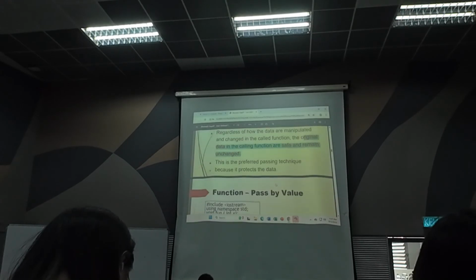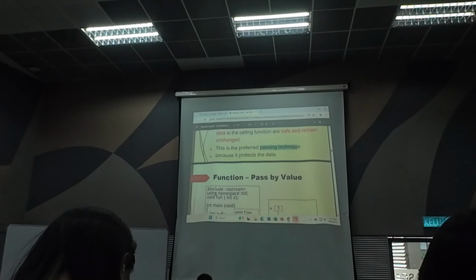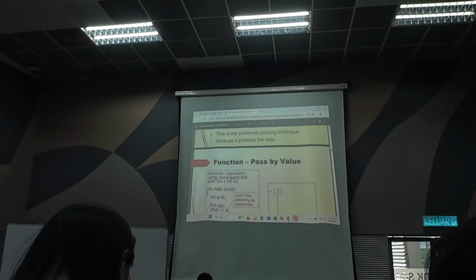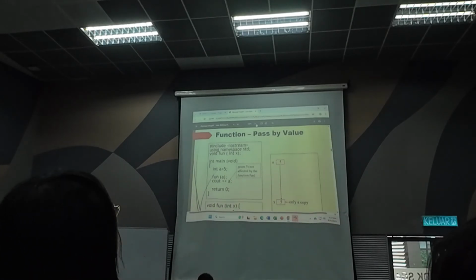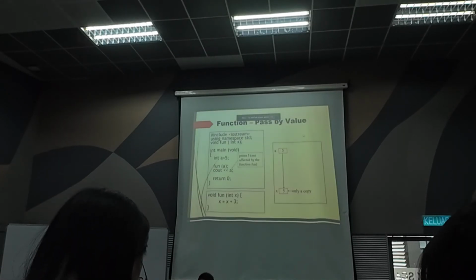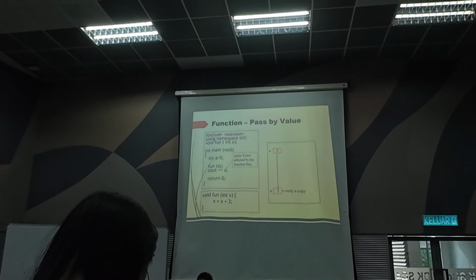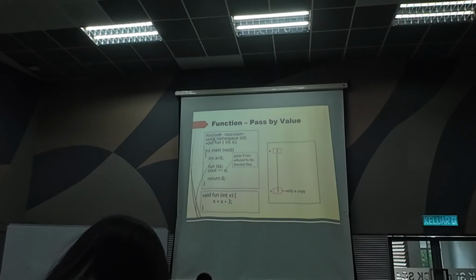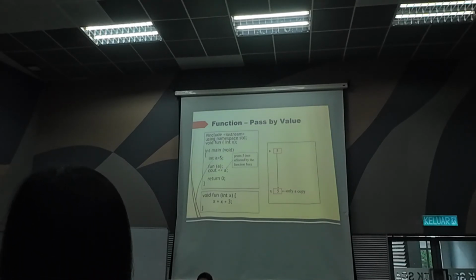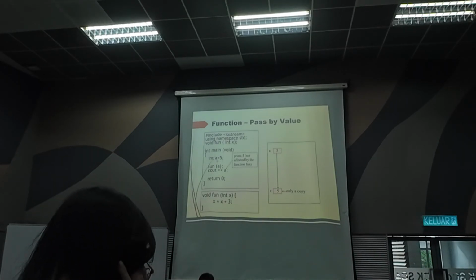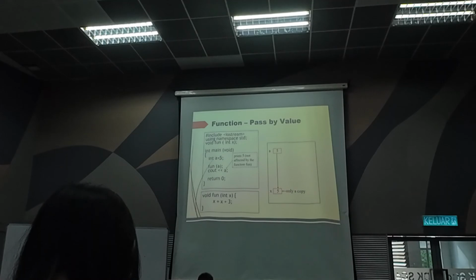So we have a look at these passing techniques. This is a preferred passing technique because it protects the data. If you look at this function example here, I have a C++ program, and you can see that I have a declaration of an integer a equals 5, which means this 5 is assigned to the variable at the left side, a.